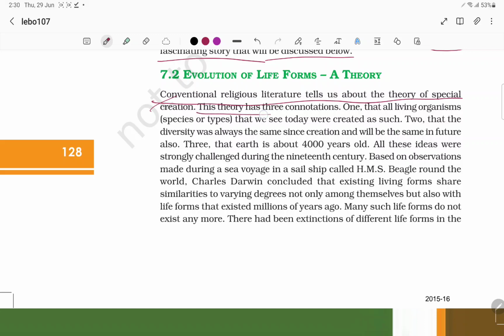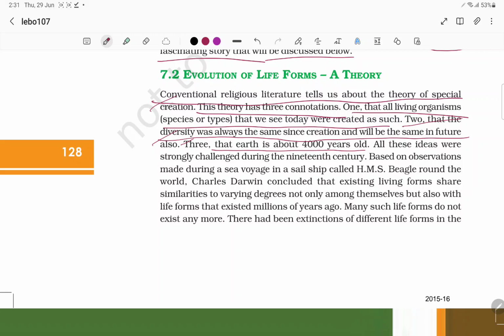This theory had 3 connotations. One, all the living forms we see today were created as such at one time. They did not evolve. That is one very important point. Two, their diversity was always the same since creation, and will be the same in future also, meaning there will be no change. And three, the earth is about 4,000 years old. Do you believe that? No, the earth is 4.5 billion years old. They said it was 4,000 years, which was wrong.